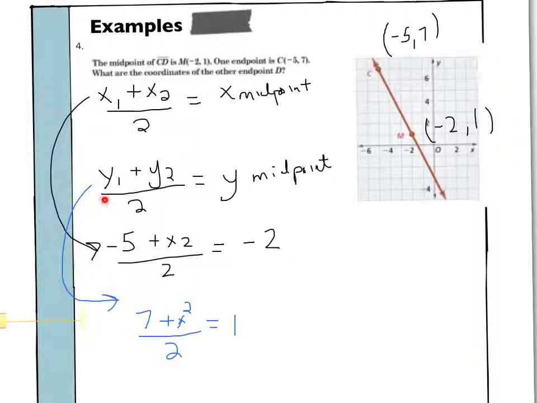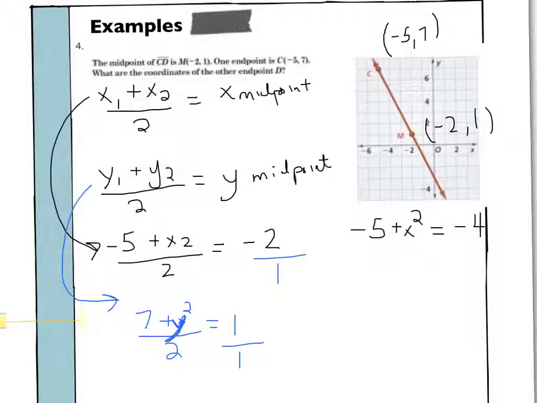I know the y1, one of the endpoints, is 7. I'm going to plug that in. I don't know the other endpoint, it's missing. And then I'm going to plug in my y midpoint value. The midpoint of the y coordinate goes here. And then I'm going to cross multiply in a moment to figure that out. So if I just put this over 1 and put this over 1, you can do that so that you can cross multiply. So here I've cross multiplied.